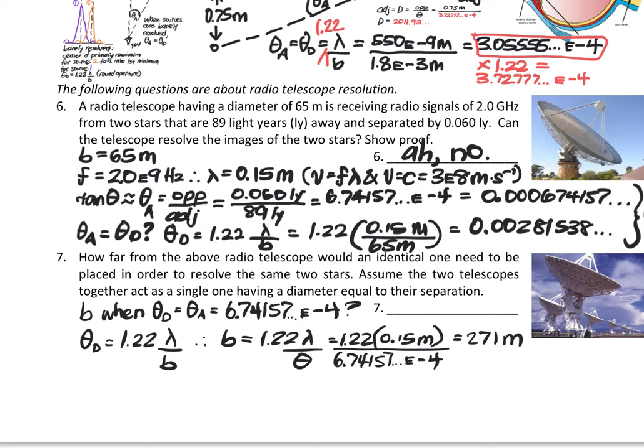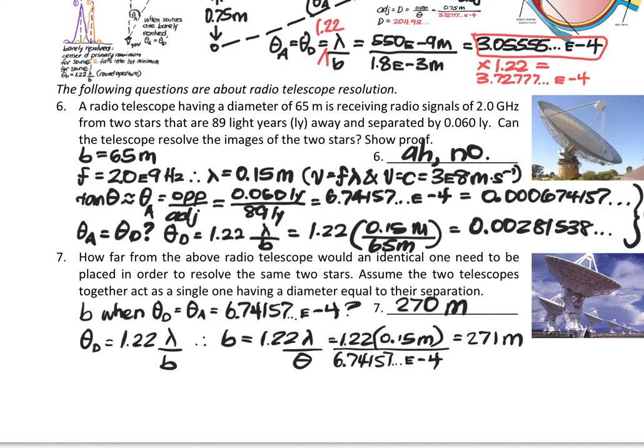So, okay, that gives us a B value of 271 meters. So those telescopes would have to be 271 meters apart. And since the original frequency that was given was 2 significant figures, then the wavelength is to 2 significant figures, and so my answer is to 2 significant figures. So I would say 270 meters would be the solution. Next question.